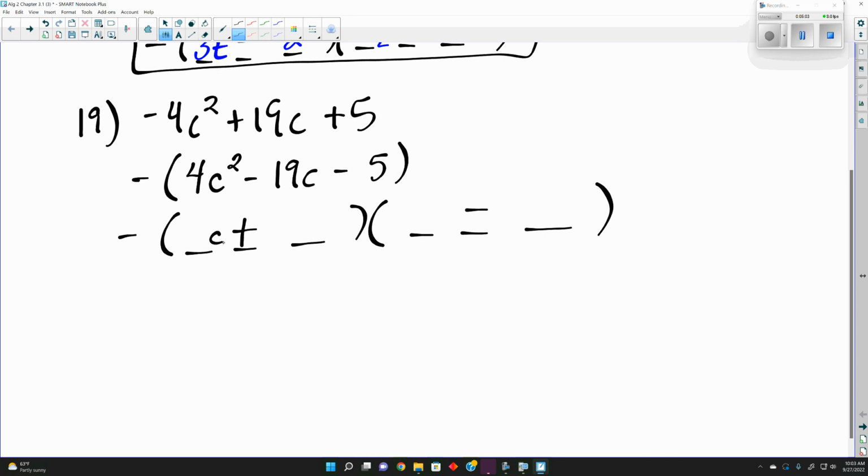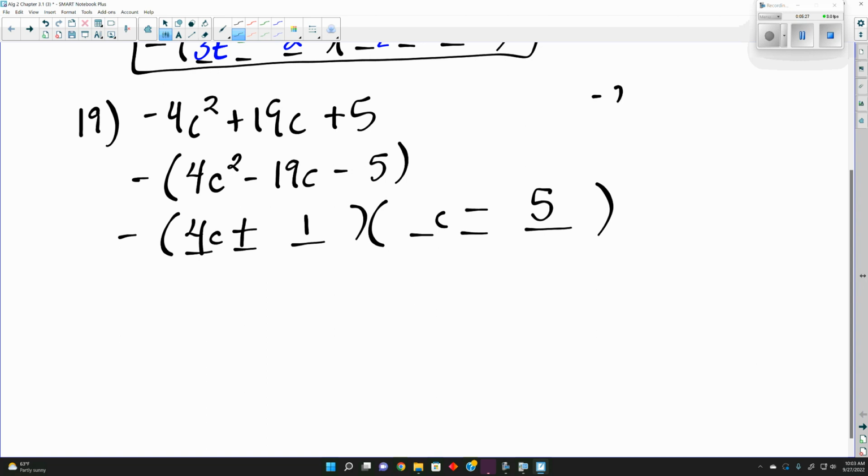The factors of c are going to be c and c. And the factors of 4 are 1 and 4 or 2 and 2. For this one, I'm going to use 1 and 4, because that middle number is pretty big. It's bigger than either 4 or 5. So I'm probably going to want some factors that are going to give me a big number. And we can do 1 and 5.